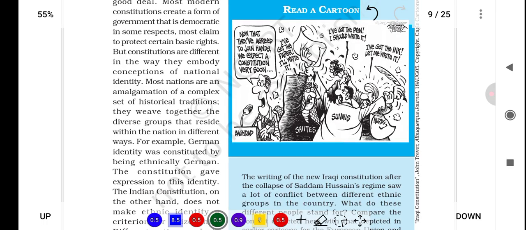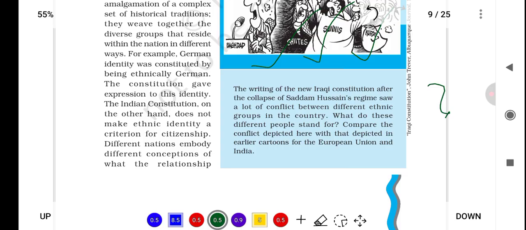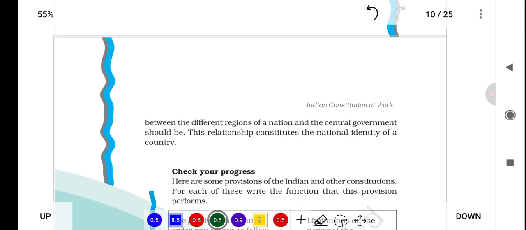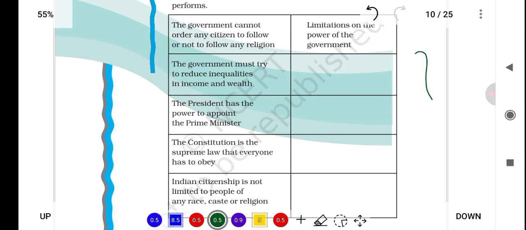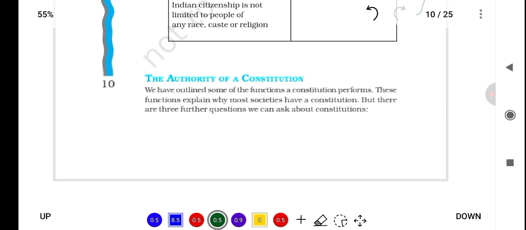Then the same thing here. How the Baghdad constitution was made with the involvement of Shiites, Sunnis and Kurds. If you want, you can pause and read the caption of this picture. Then check your progress. This one is for you guys. You can attempt it and answer me in the comment section below.